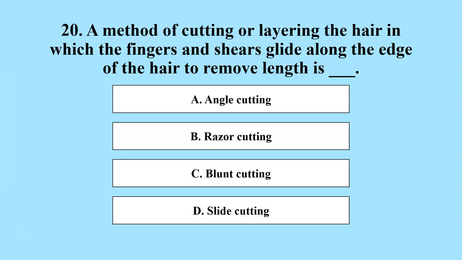A method of cutting or layering the hair in which the fingers and shears glide along the edge of the hair to remove length is angle cutting, razor cutting, blunt cutting, slide cutting. If you chose D, slide cutting, you are correct.